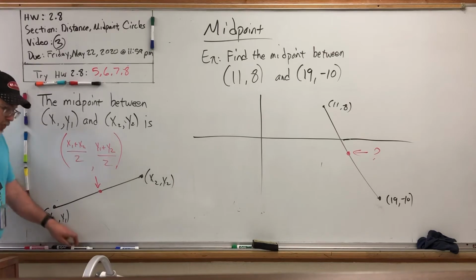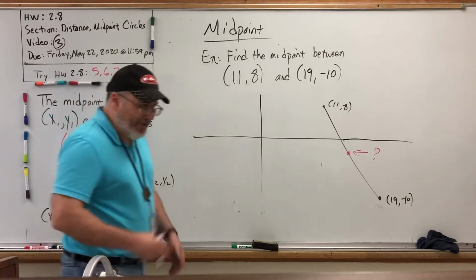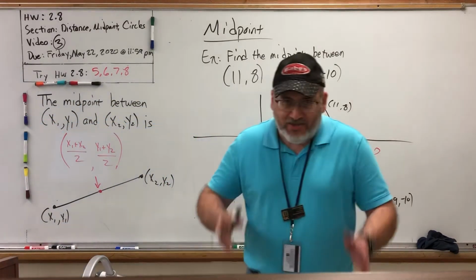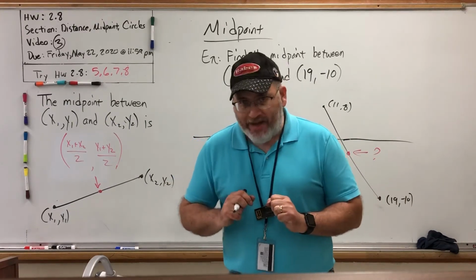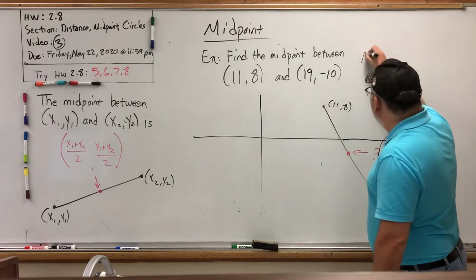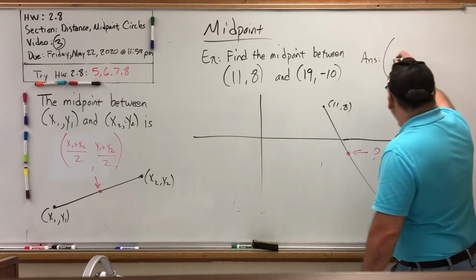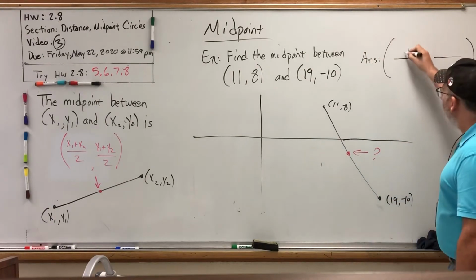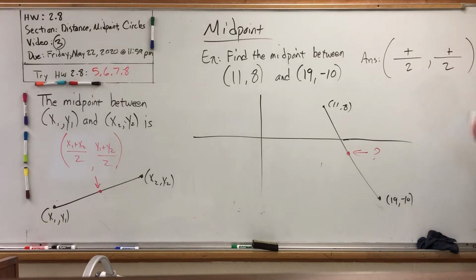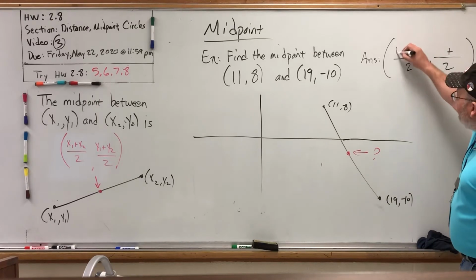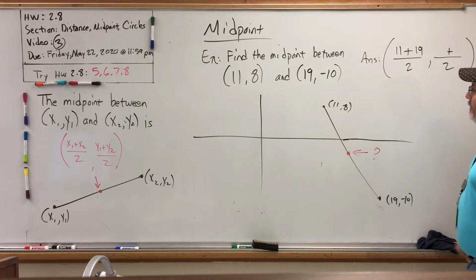So you can actually remember this more as an idea than a formula. The midpoint is just the average point, the average of the x's, the average of the y's. So to get the midpoint here is pretty straightforward. All we have to do is set up averaging two numbers for the x and two numbers for the y. Our x's are 11 and 19, so we will average those. And our y values are 8 and -10, so we'll average those.